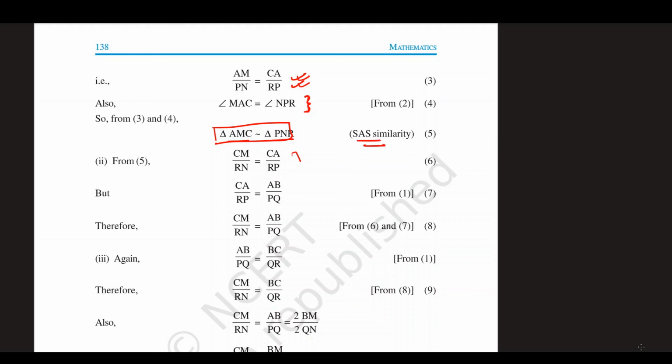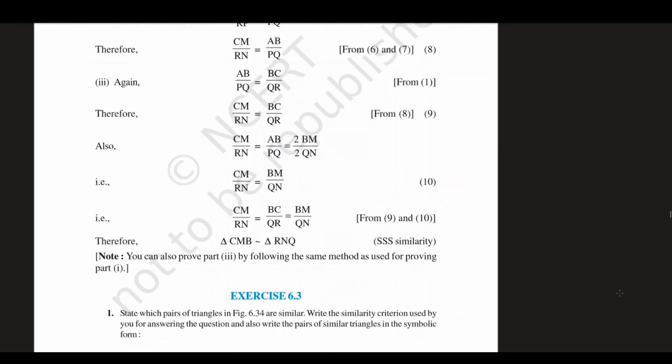Similarly, we can do the next part, and in the next video we will be doing the ratio of areas of similar triangles. Till then you can try exercise 6.3 and read on.